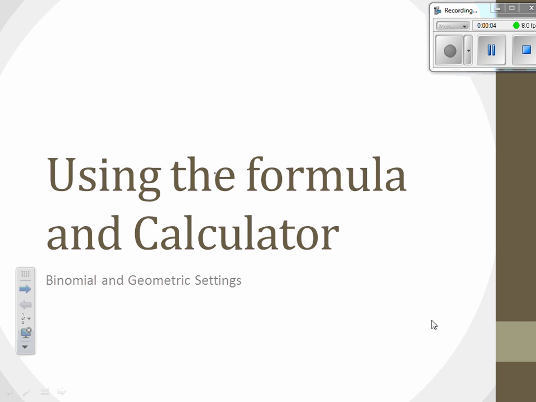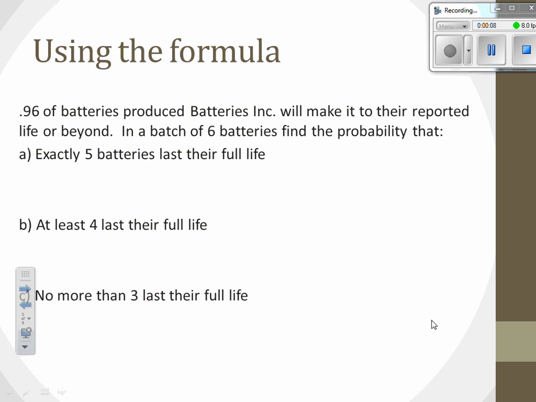All right, we'll show you a real quick rundown, a quick review of using the formula and the calculator to solve these things. So here's the situation. 96% of batteries produced by this company are good batteries. We're going to take a package of 6 batteries and find the probability that exactly 5 last their full life, at least 4 last their full life, and no more than 3.